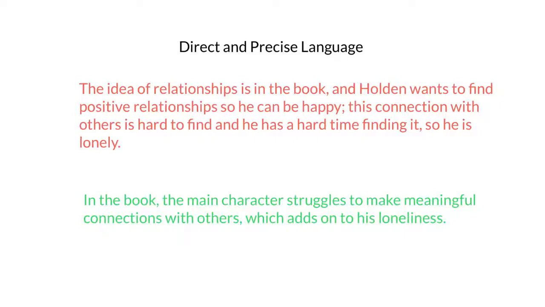A bad thesis statement is long and overly complicated and confusing, like this one. The idea of relationships is in the book, and Holden wants to find positive relationships so he can be happy. This connection with others is hard to find, and he has a hard time finding it, so he is lonely. A better thesis statement gets right to the point, like this one. In the book, the main character struggles to make meaningful connections with others, which adds on to his loneliness.